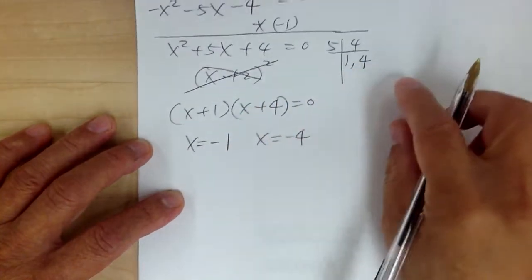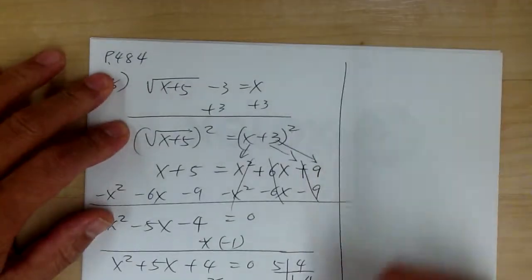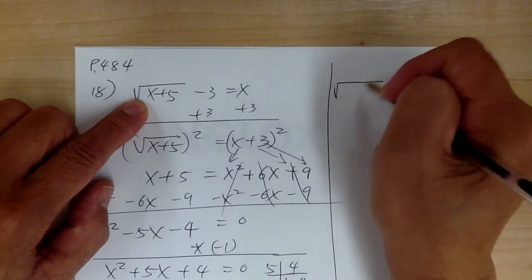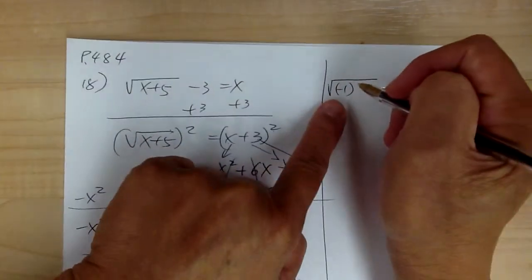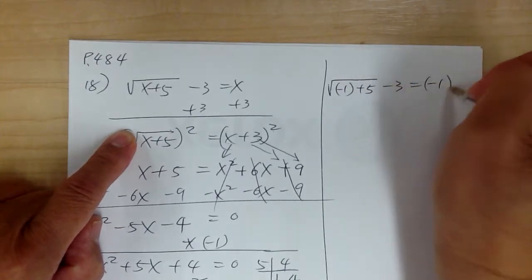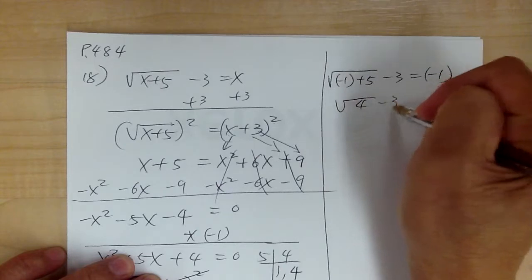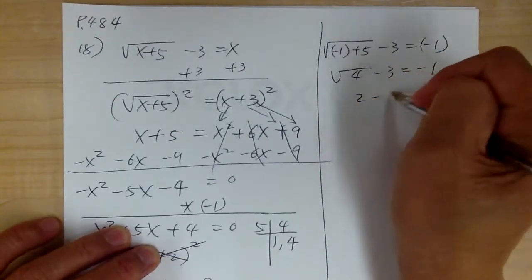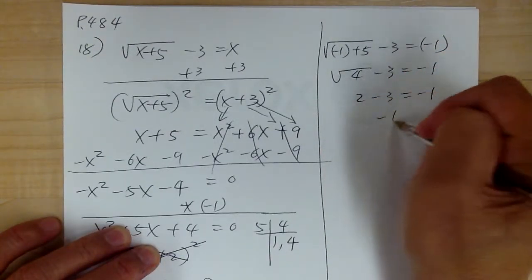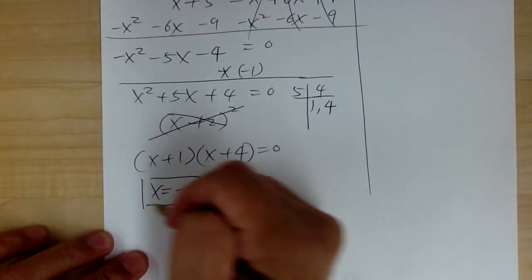So you have to check both answers. So let's check the negative 1 first. So from here, you're going to get square root of negative 1. Again, whenever you substitute, put in parentheses. Okay, now you're going to work it out. So you're going to get square root of 4 minus 3 equal to negative 1. So you're going to get 2 minus 3 equal to negative 1. So this one checks. So negative 1 is good.